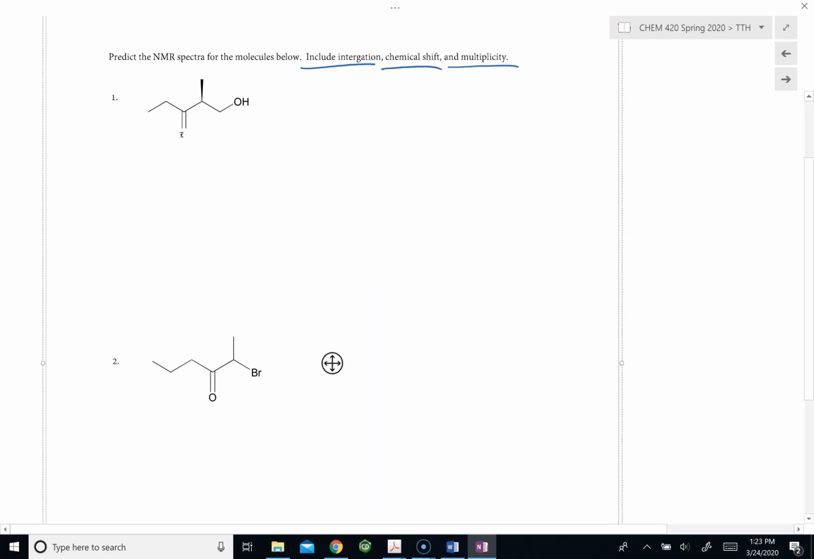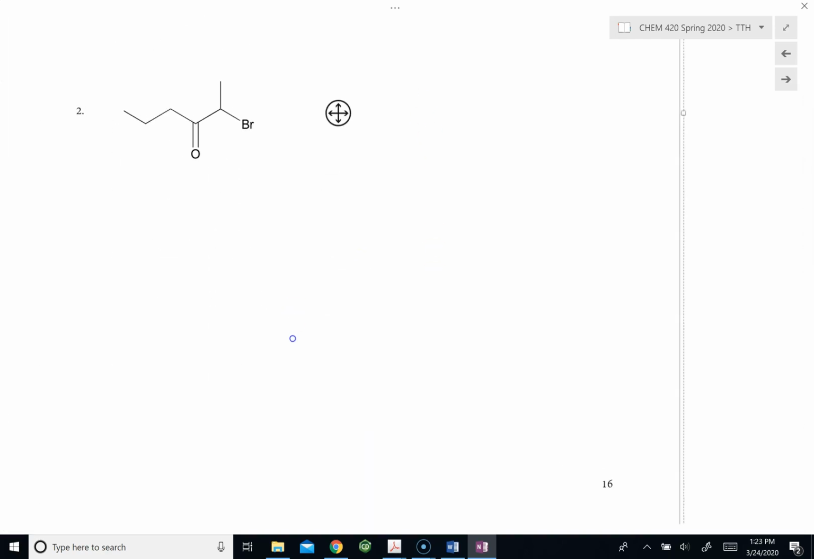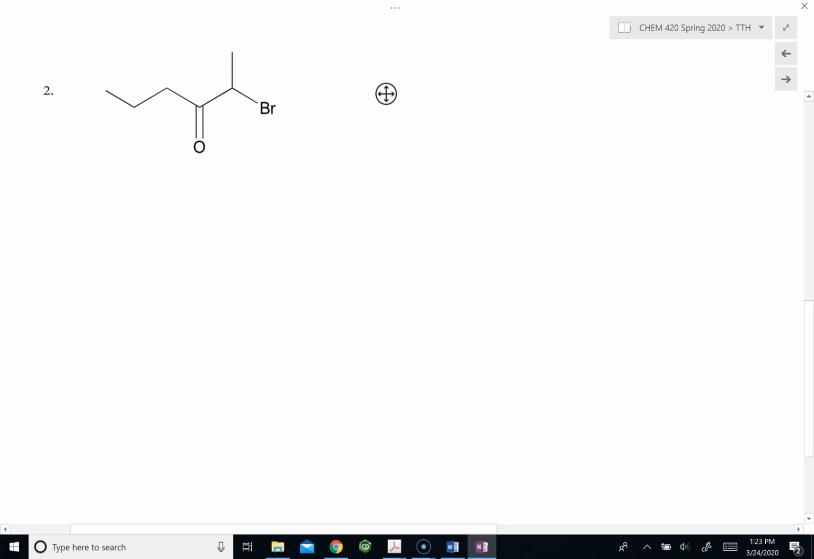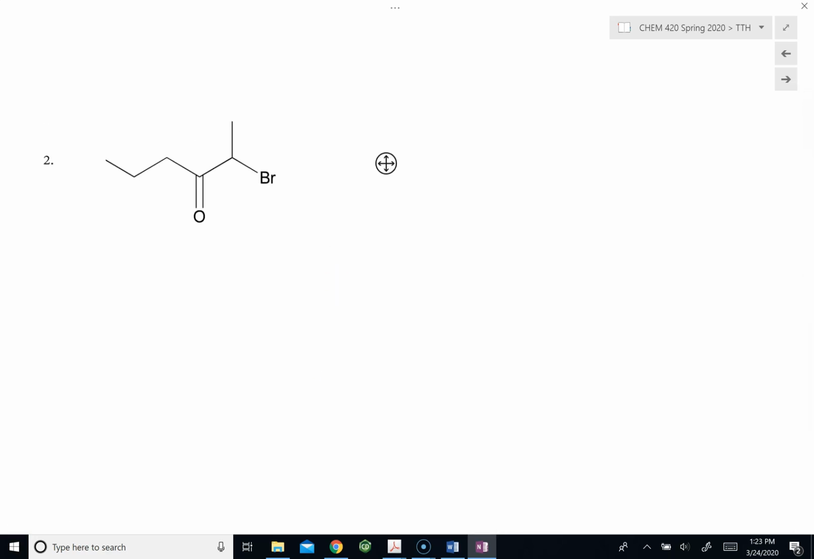So let's now try problem B, problem number 2 first. So why don't we take a minute and work on the NMR spectrum of this molecule before we go over the answer together. Okay, assuming you have done this already, let's now go over the answer together. So in this case right here, how many distinct signals would we expect to see? The answer, quite a few.